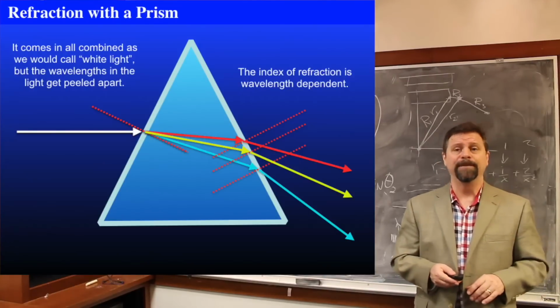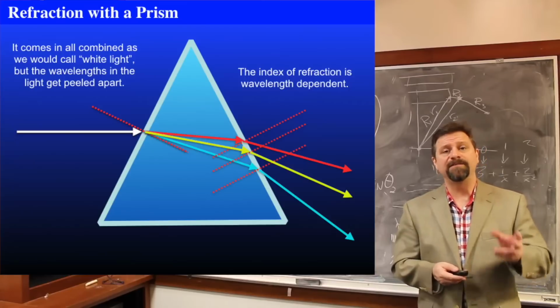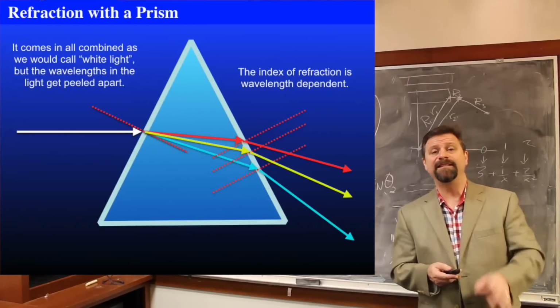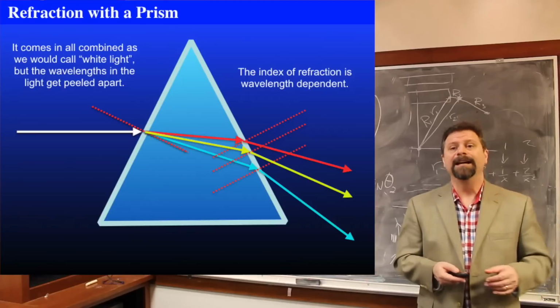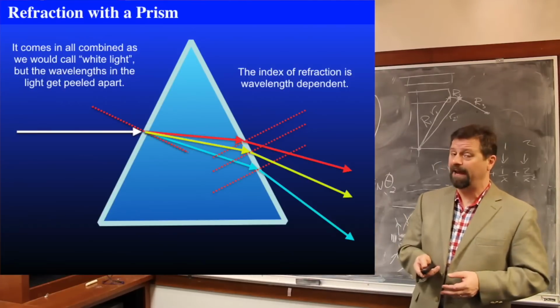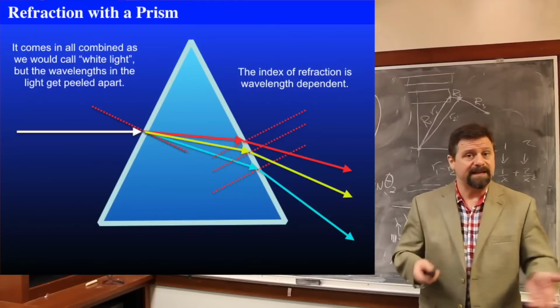and when they go back to air, it separates them out even further. So this separation happens because the speed of light itself is different inside of glass than it is inside of air. And the speed of light is also dependent on frequency. Otherwise, the red light and the yellow light and the blue light would all get the same bending.